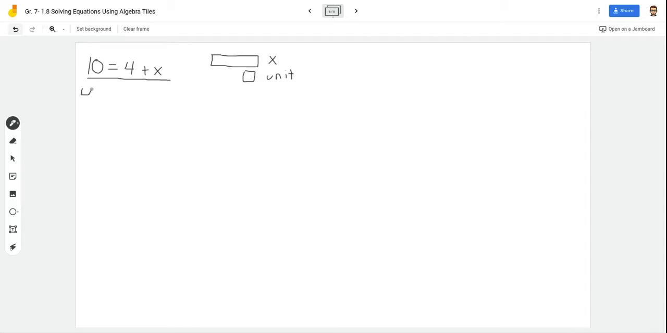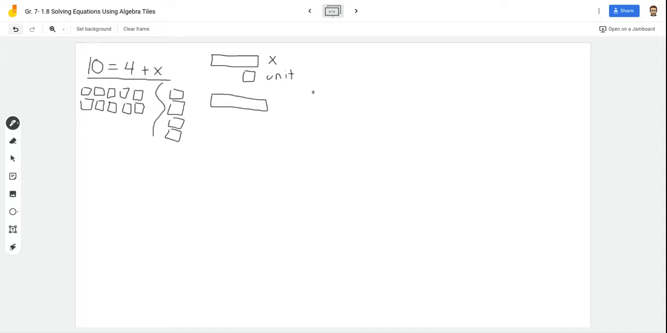So in order to do that, I'm going to draw 10 unit tiles. And it doesn't have to be too fancy, as long as we can understand that they are unit tiles. I'm going to draw the squiggly line right here, however you want to do it, like an elongated S or anything like that. I'm going to draw 4 more unit tiles, like this, and I'm going to draw 1 X tile. So I've modeled this equation using our algebra tiles.